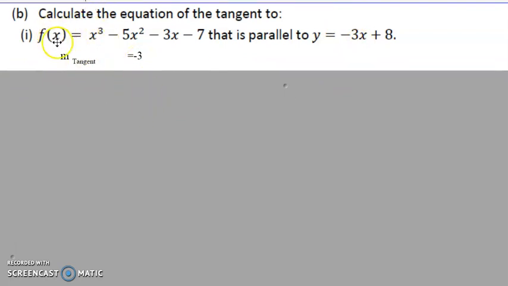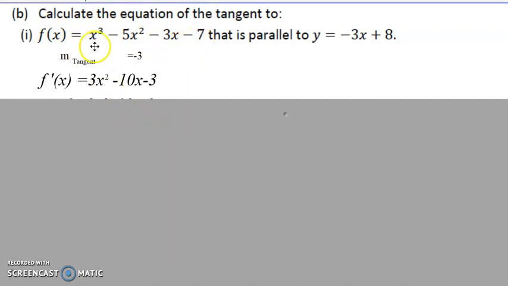So now we calculate the derivative of the function, right? So the derivative, 3 multiplied by 1 is 3. 3 minus 1 is 2. 2 multiplied with negative 5 is negative 10. 2 minus 1 is 1. And then 1 multiplied with negative 3 is negative 3. 1 minus 1 is 0. X to the power of 0 is 1. So here's my derivative.